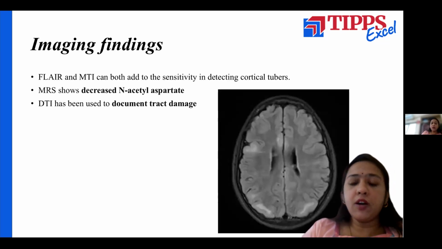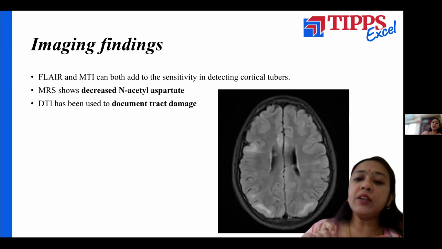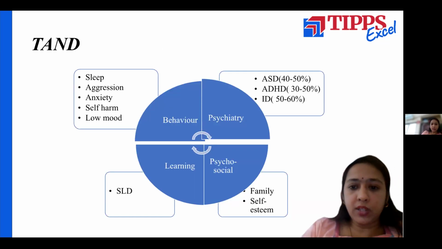As for imaging findings, FLAIR imaging and magnetization transfer imaging, where we can see very minute details of the soft tissue, can add sensitivity in detecting cortical tubers, because when we are able to detect the cortical tuber itself, then the diagnostic criteria are almost fulfilled. On magnetic resonance spectroscopy, I have also found a decreased NAA, that is N-acetyl aspartate, and diffusion tensor imaging has also recorded white matter tract damage. So we have to understand that these are conditions which involve both the gray matter as well as the white matter together.